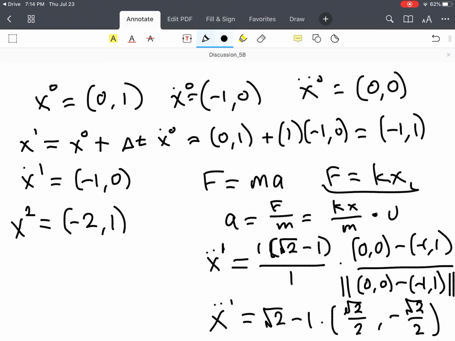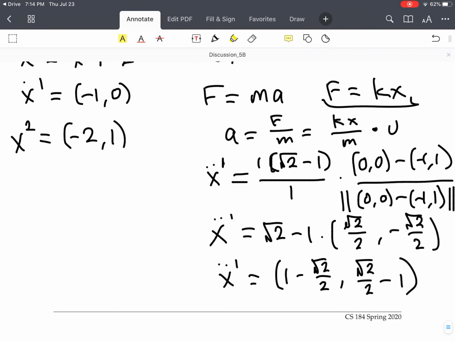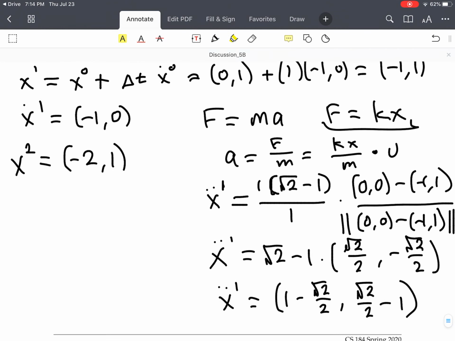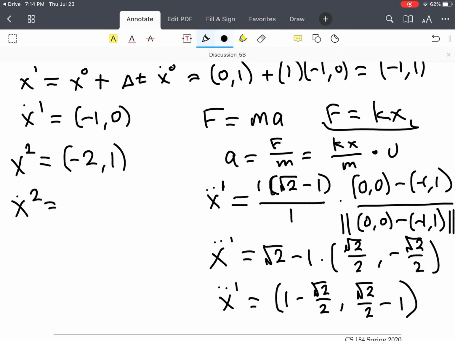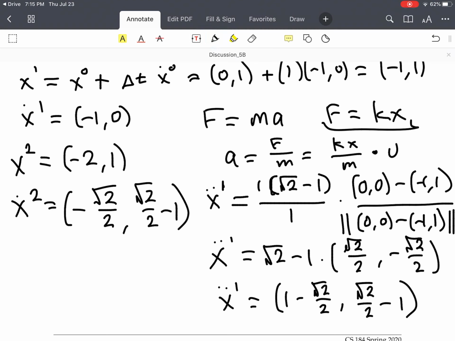Meanwhile, same thing for this velocity. We're going to take the velocity and then add it to 1 times what we calculated over here, this 1 minus root 2 over 2. So if we add it up, x prime at 2, negative 1 plus 1 minus root 2 over 2 is just going to become negative root 2 over 2. And then the second one is 0, so it's just going to stay the same, root 2 over 2 minus 1. Right, and there we go. We've found the position and velocity at time 2.